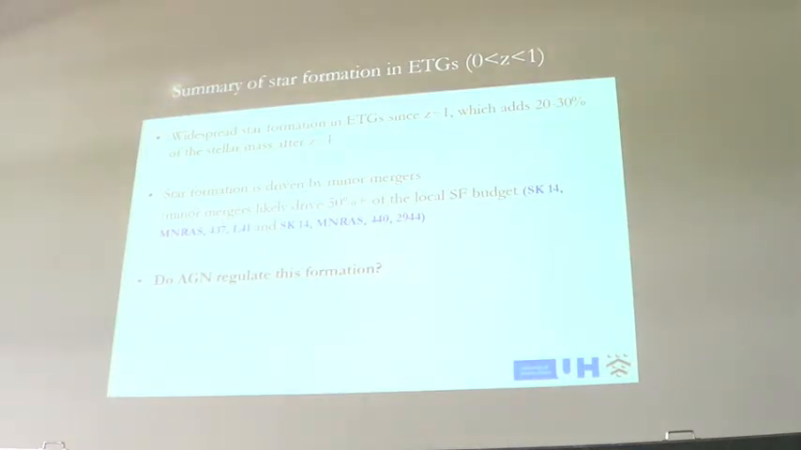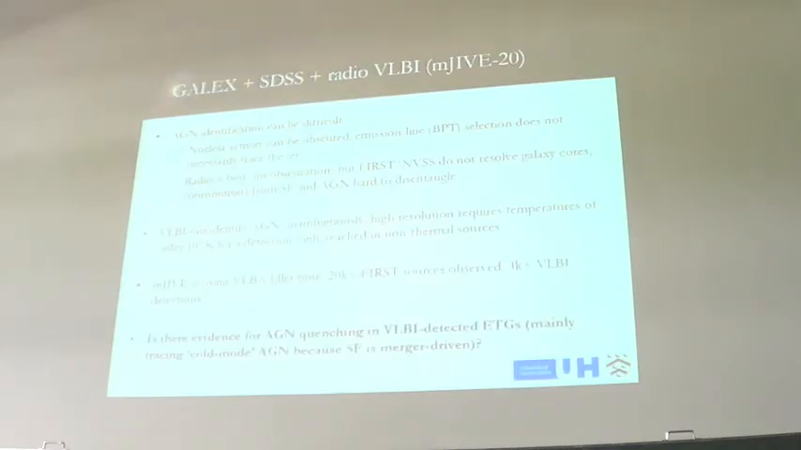So the question is, do AGN regulate the star formation that I'm talking about? What you need to do is combine indicators of star formation, like we've got here, galaxy and SDSS colors, with indicators of AGN. People have done this kind of thing before, but AGN identification can be somewhat difficult. Typically people look at things like BPT emission line diagnostics, from which you can cull large samples of AGN from surveys like the SDSS.